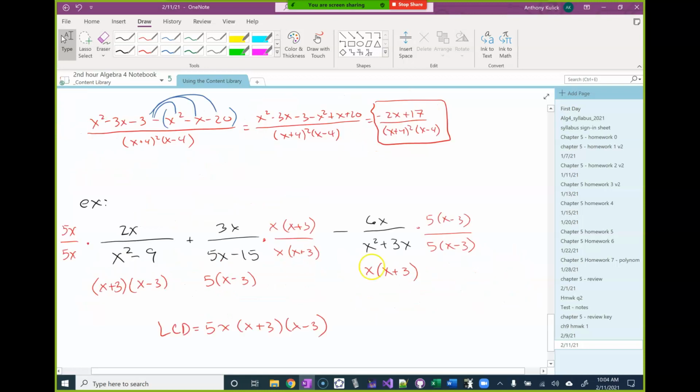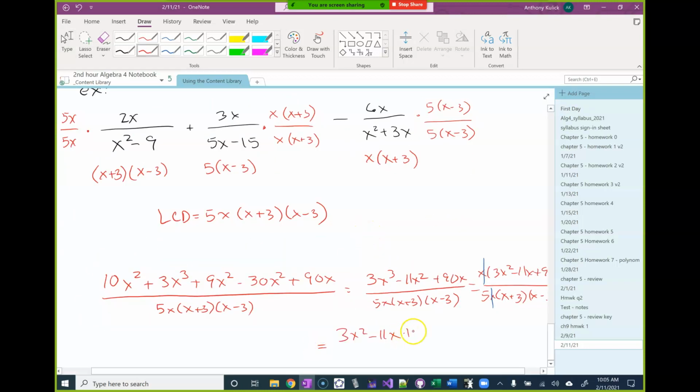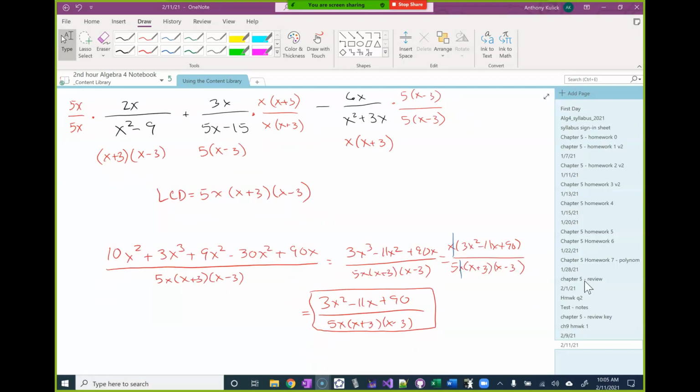All right, you guys ready to kind of walk through this here? Okay. So we started by factoring. x squared minus 9 is x plus 3 times x minus 3. 5x minus 15 is 5 times x minus 3. And x squared plus 3x is x times x plus 3. So I make my least common denominator. I have 4 distinct prime factors. I have a 5, I have an x plus 3, and x occurs once.